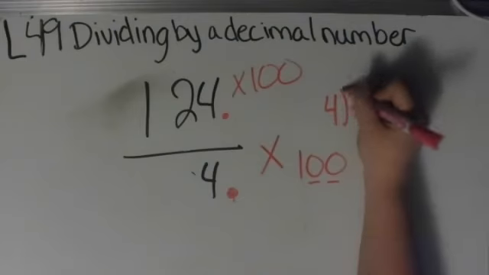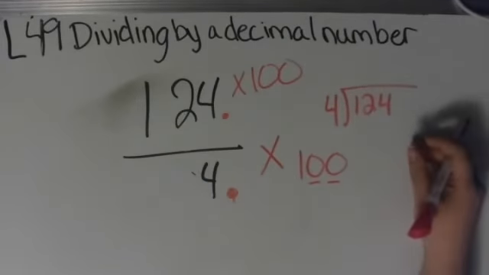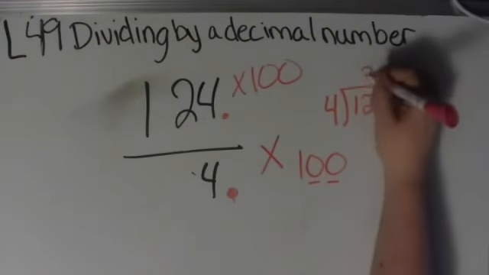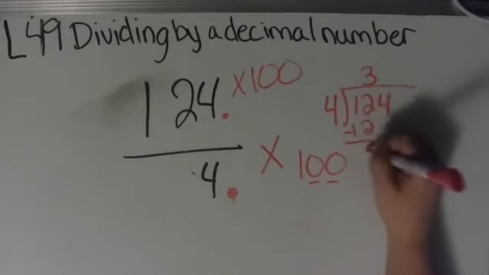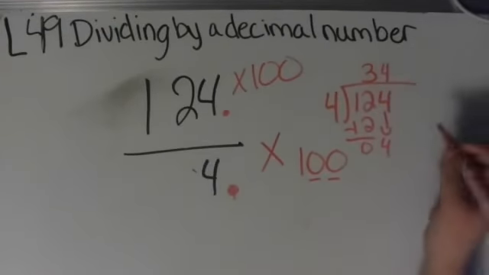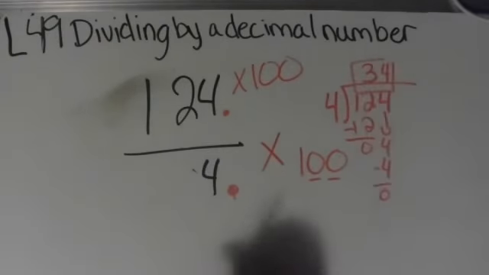So if we then come over here, we can now do our division no problem. 4 goes into 1 0 times, 4 goes into 12 3 times, which is 12. Subtract equals 0, bring down the 4. 4 goes into 4 4 times, which is 4. Subtract equals 0, and you end up with the answer 31.